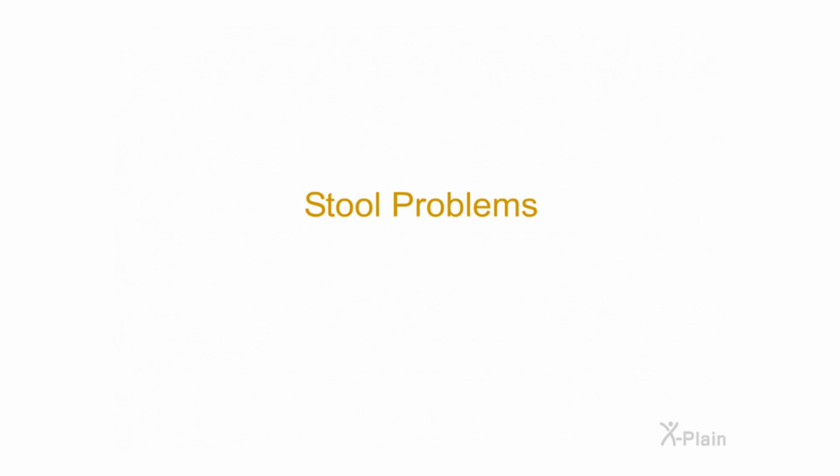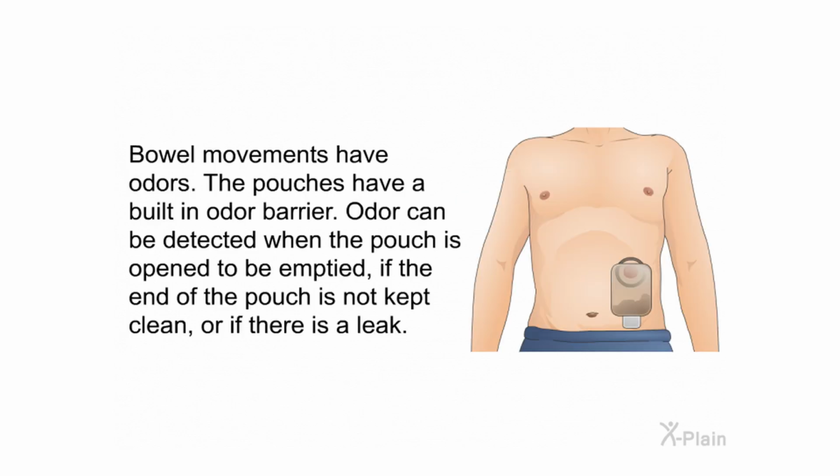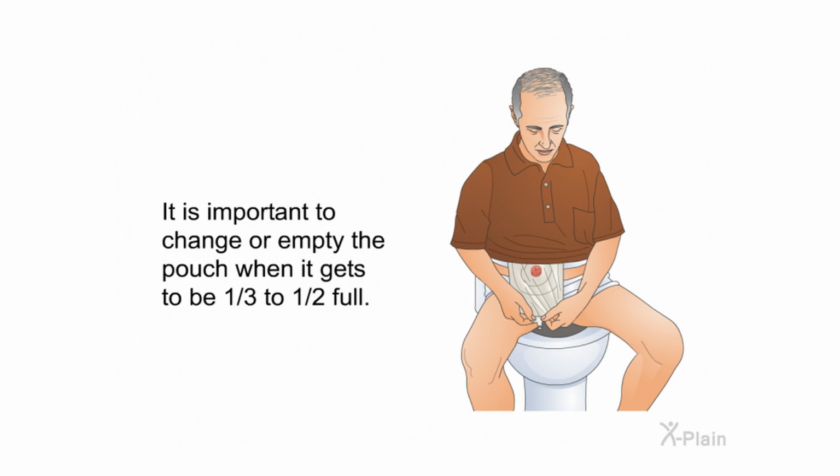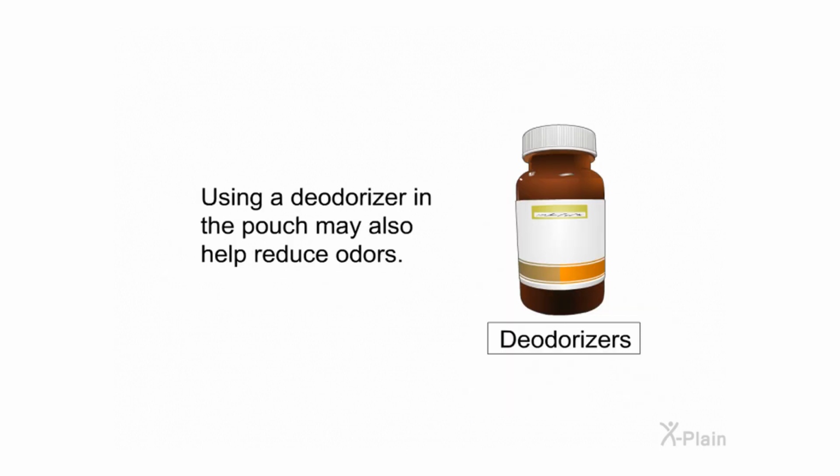Stool problems. Bowel movements have odors. The pouches have a built-in odor barrier. Odor can be detected when the pouch is open to be emptied if the end of the pouch is not kept clean or if there is a leak. It is important to change or empty the pouch when it gets to be 1/3 to 1/2 full. Using a deodorizer in the pouch may also help reduce odors.